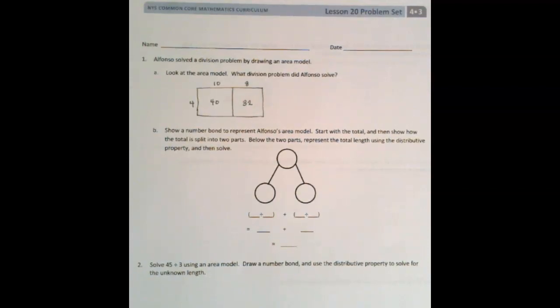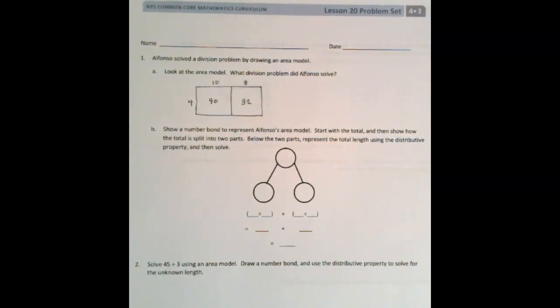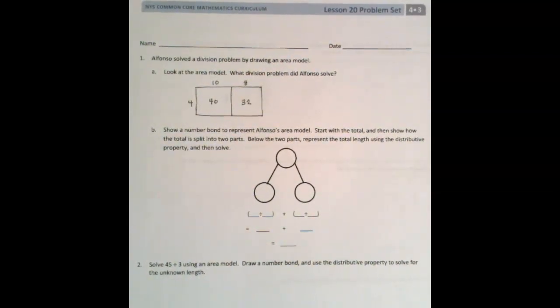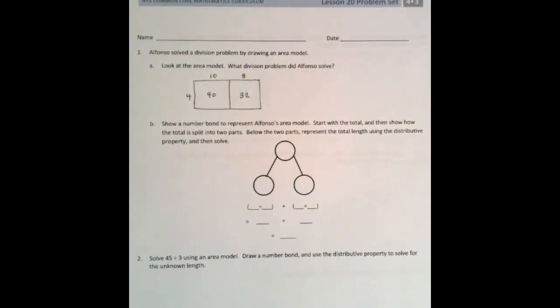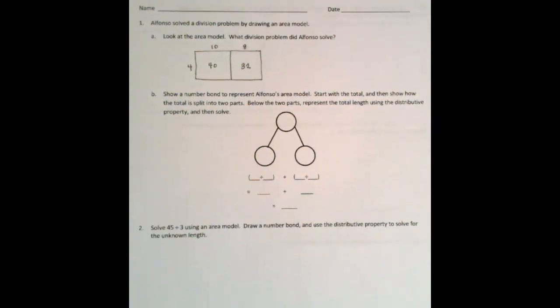Okay, guys, so today we're going to be looking at the lesson 20 problem set. So you should already have your workbook out and turned to lesson 20. In your zone lesson today, you learned about breaking down division problems to show the area model. And so that's what we're going to work on today with our problem set.